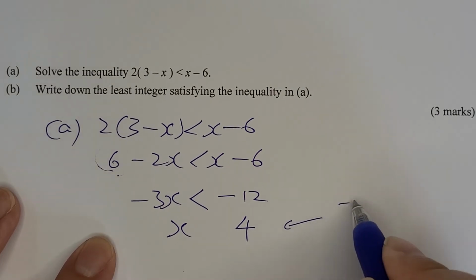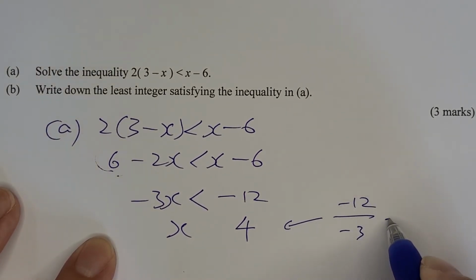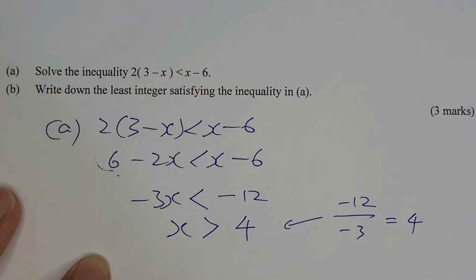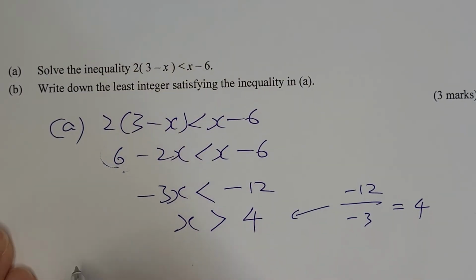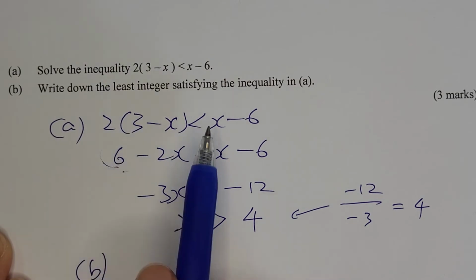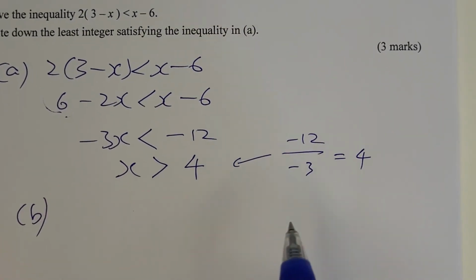Pay attention here, negative 12 divided by negative 3 is positive 4. But you need to change the sign. Okay? Now, part B, write down the least integer that satisfies the inequality.